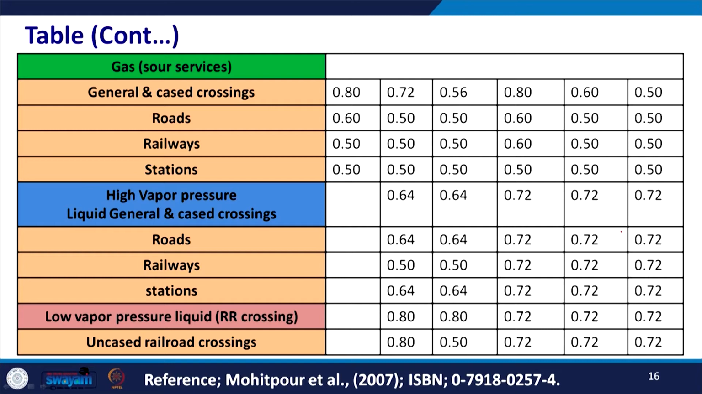Similarly, for low vapor pressure liquid, that is railroad crossing, it is 0.80 and 0.80 for class 2 and class 3 in CSA, and 0.72 is common for all three classes of ASME. For uncased railroad crossings, it is 0.80 and 0.50 in class 2 and class 3 in CSA, and 0.72 is common for all three classes in ASME.